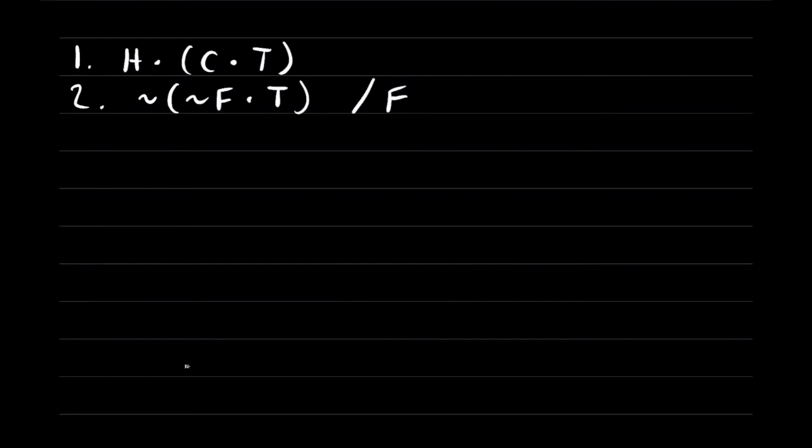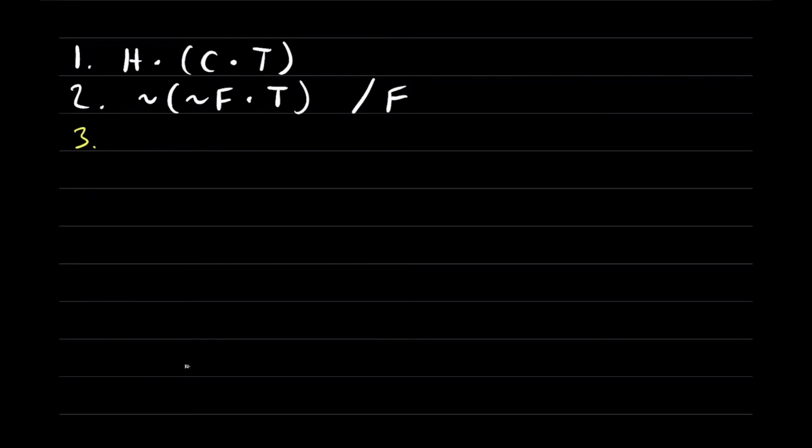Line 1 tells us that we have H and C and T. Line 2 tells us it's not the case that not F and T, and we're trying to show that F follows. So there are a couple obvious starting points. I'm going to dive in and try something, and this is one of these things where, when you try something in a proof, maybe it will work, maybe that will be conducive towards reaching the conclusion. Maybe it will be a wrong path. Maybe you'll have to back up and try something else or keep going and try a different strategy.